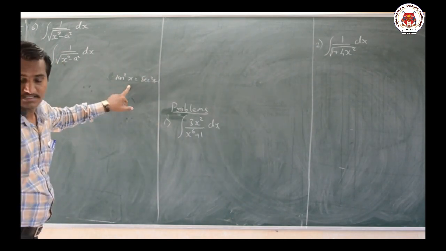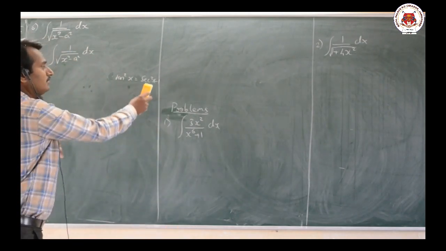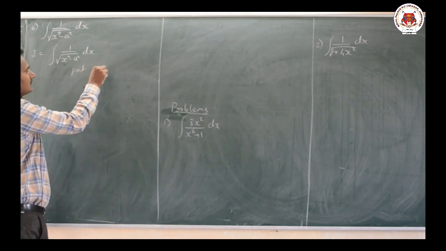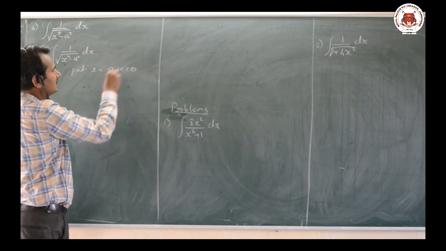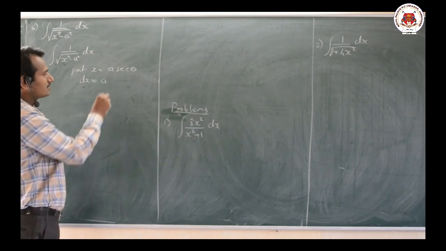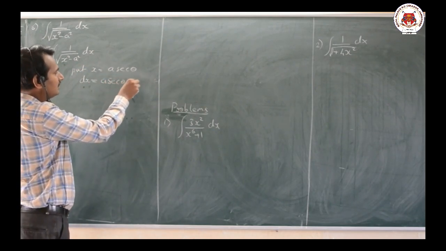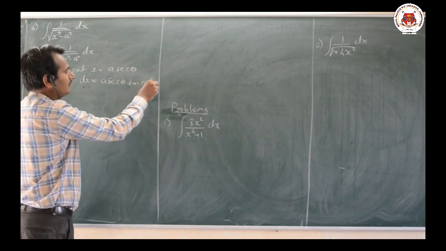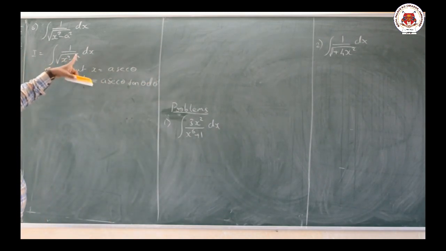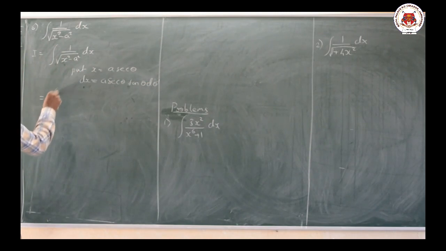We have to take the substitution. What we take is, put x is equal to a into secant theta. That means dx is equal to a times the differentiation of secant theta, which is secant theta into tan theta into d theta. Okay. Now here we have to substitute both the values.